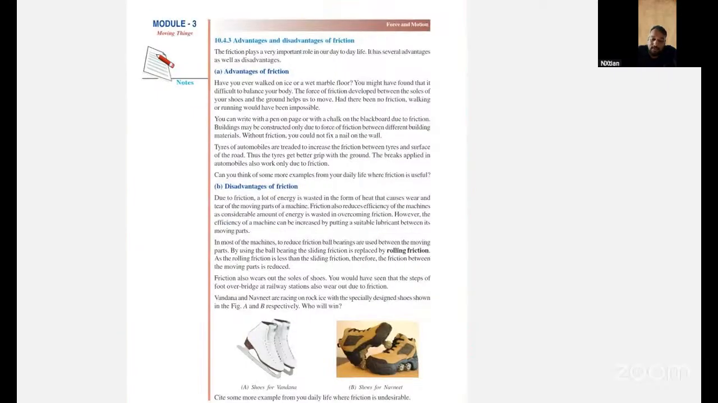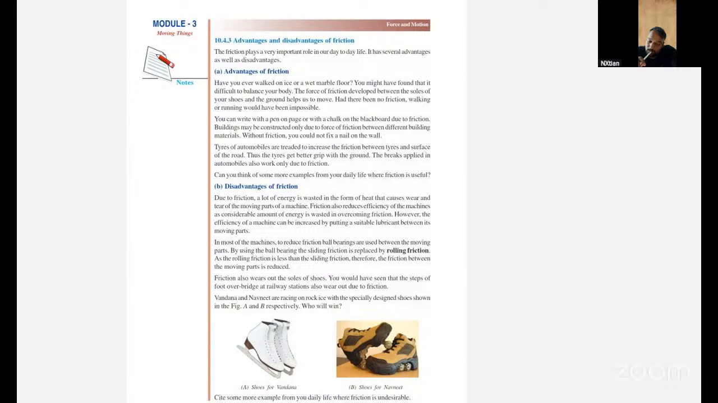So we will read now the advantages and disadvantages of friction. Yes, Agatha, read this. Advantages of friction. Have you ever walked on ice or a wet marble floor? You might have found that it's difficult to balance your body. The force of friction developed between the soles of your shoes and the ground helps us to move.